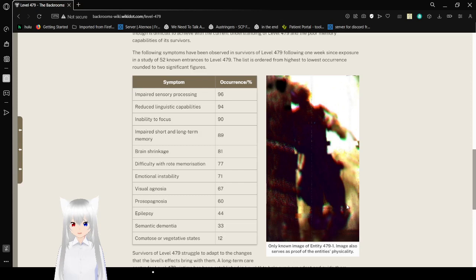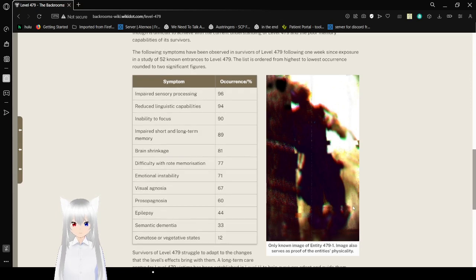Difficulty with rote memorization has occurred 77% of the time. Emotional instability has occurred 71% of the time. Visual agnosia has occurred 67% of the time. Prosopagnosia has occurred 60% of the time. Epilepsy has occurred 44% of the time. Somatic dementia has occurred 33% of the time, and a comatose or vegetative state has been found 12% of the time they go into Level 479.